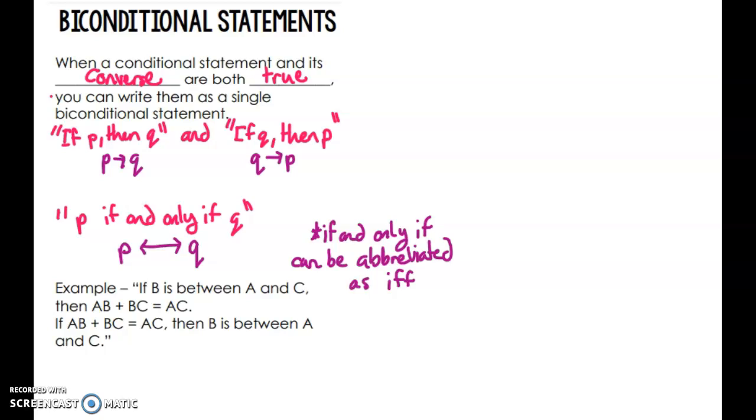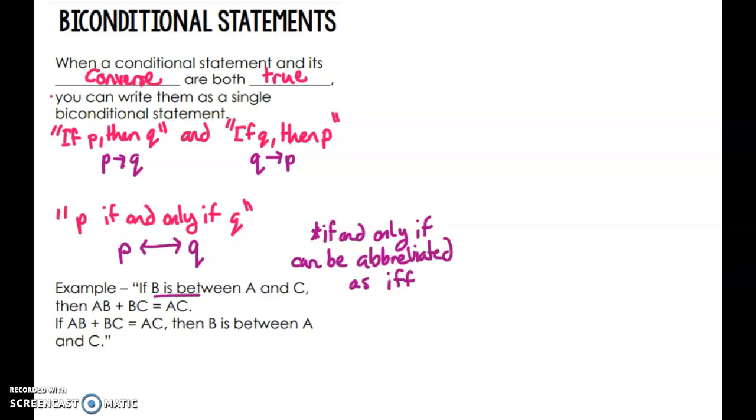It says, if B is between A and C, then AB plus BC equals AC. It also works for the converse. If AB plus BC equals AC, then B is between A and C. This is our segment addition postulate. So we can combine it and write it as a biconditional.